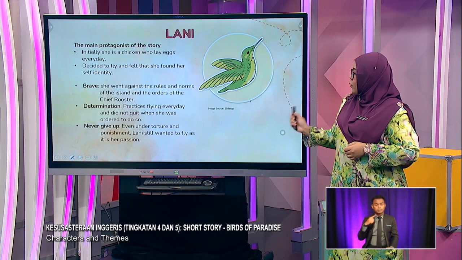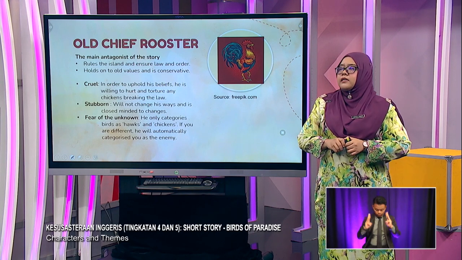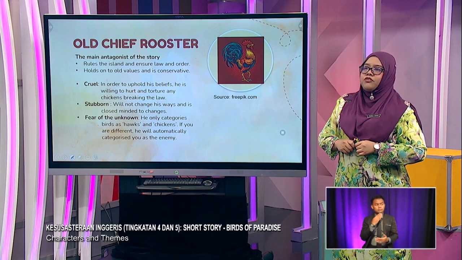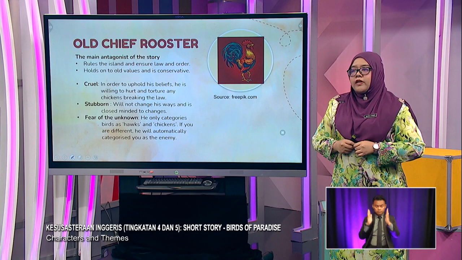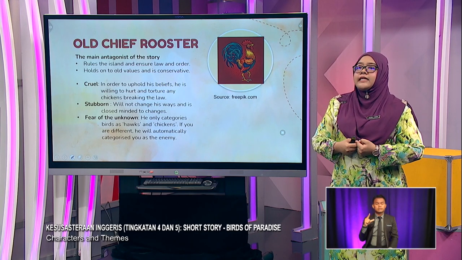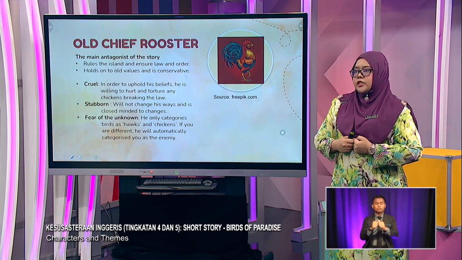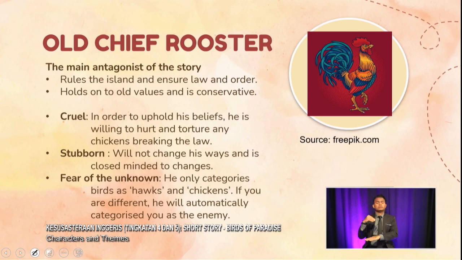Right, now let's go into the next one. Our villain, Old Chief Rooster. He is the antagonist of the story, and what does he do? He rules the island and he ensures law and order. At the same time, the thing about the old chief rooster, he holds on to old values and is quite conservative. So his characteristics, when you would like to discuss him: he is a cruel person because in order to uphold his belief, he's willing to hurt others. He's willing to torture others just to make a point of not breaking the law.